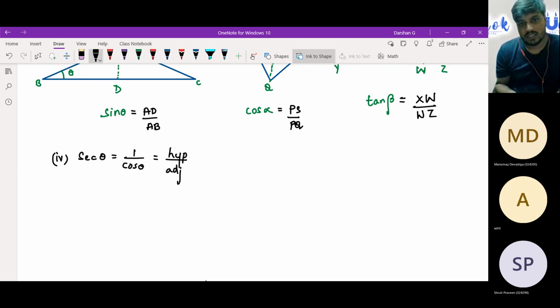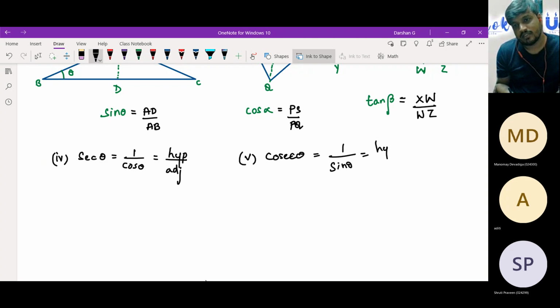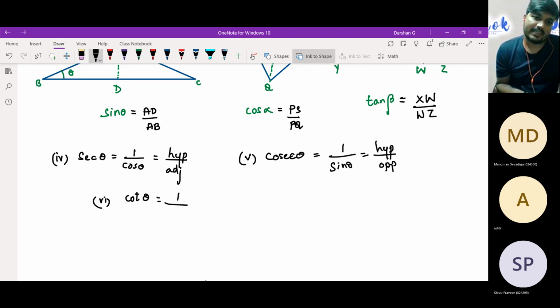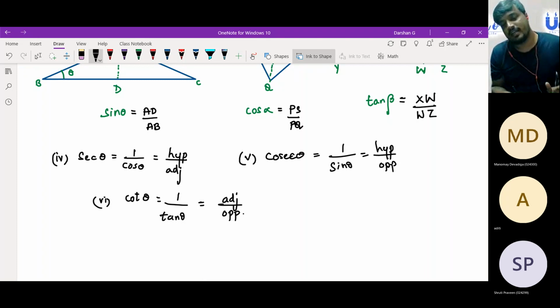Next, the fifth one is cosecant theta. That is equal to 1 by sine, which is hypotenuse by opposite. The final one is called cot theta. That is equal to 1 by tan theta, which is adjacent divided by opposite. So these are the six identities that are required.